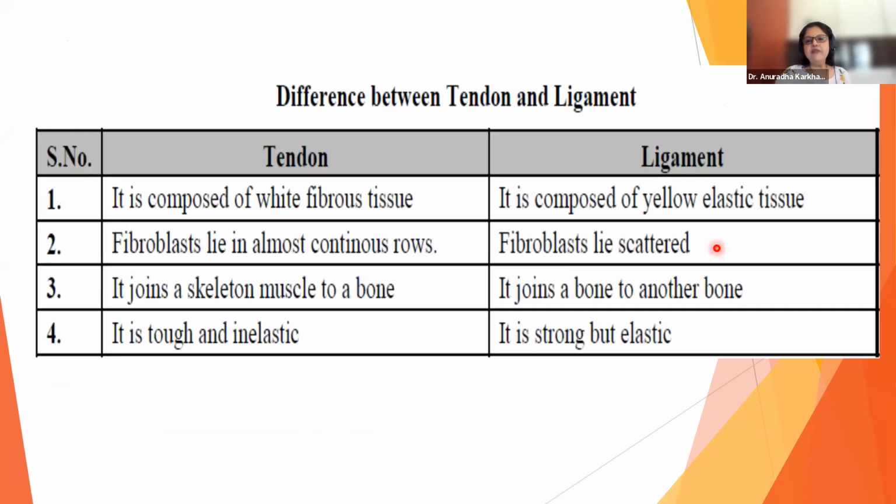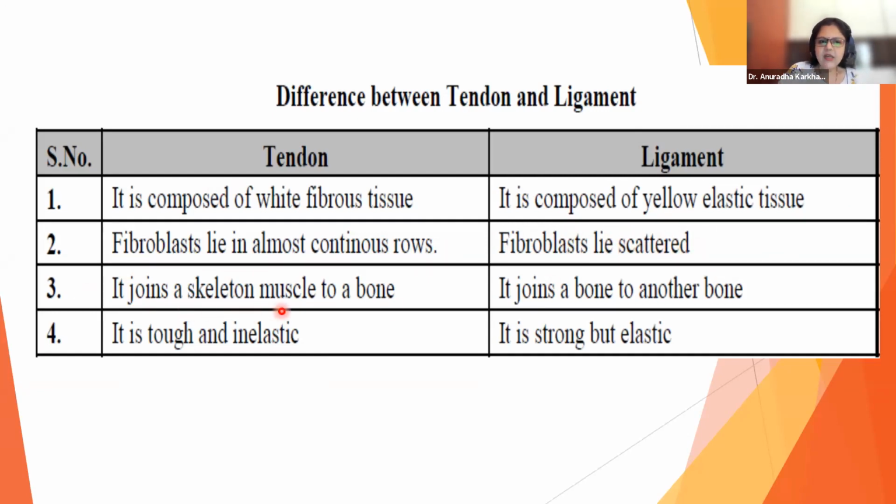So this is the difference that they have given about the tendon and the ligament directly. The tendon is composed of white fibrous connective tissue, the ligament of yellow fibrous connective tissue. In the tendon, fibroblasts, the cells of the tissue, line up in almost continuous rows. In ligaments, they may lie scattered.